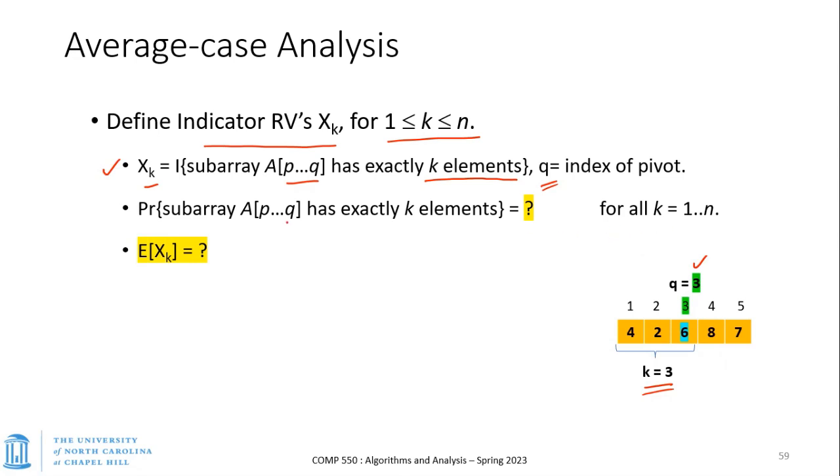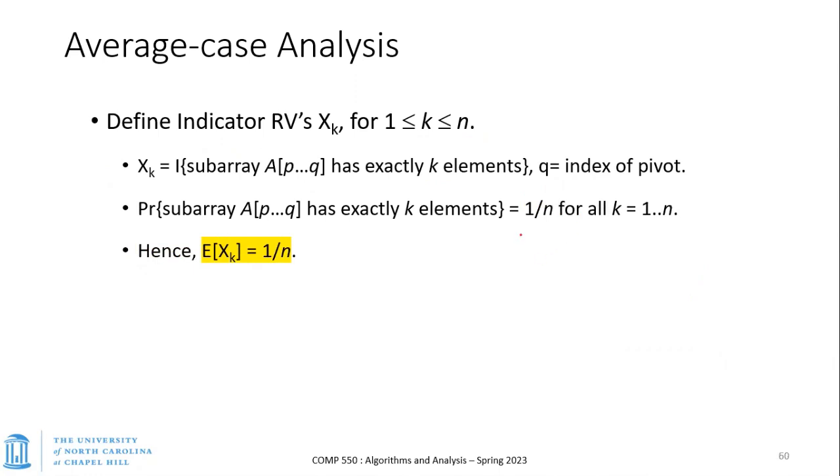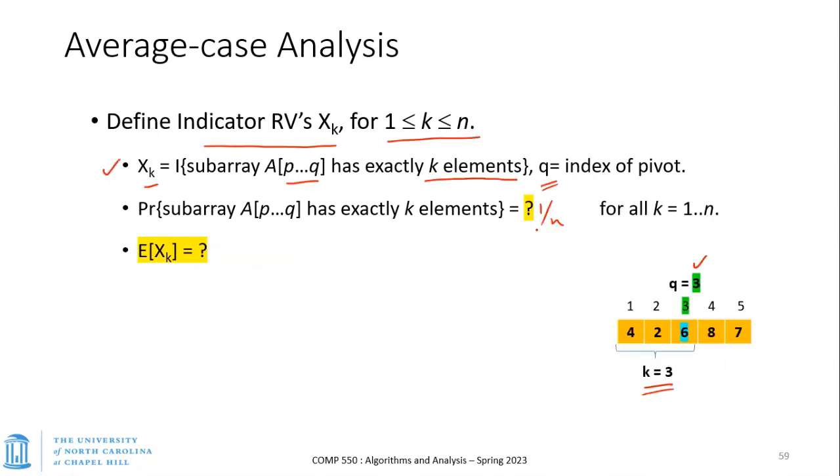So the next question is, what is the probability of x sub k? 1 upon n. Would people agree to that? So essentially, you can see that it's going to be 1 upon n. Why is that? Because we're picking the pivot randomly, and it's uniformly distributed. So the probability that it is picked anywhere is simply going to be 1 upon n. In this case, k was equal to 3, but you can imagine that if the pivot was over here or over here, it would simply be 1 divided by the number of elements in that particular array.